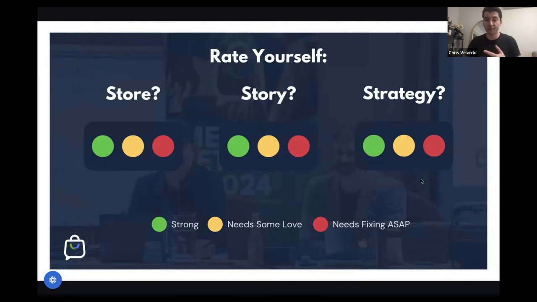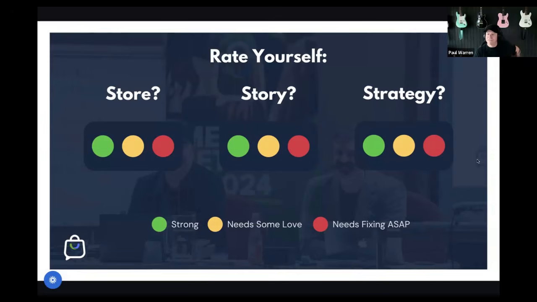So I got Simon with a red, red, red. I love the honesty, man. That's good because that means there's a lot of ways to improve. Karina, store red, story still red, strategy red. Got it. Paula, red. Cindy, red, red, red. All right.